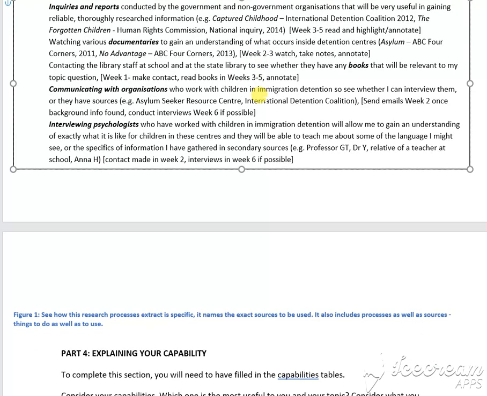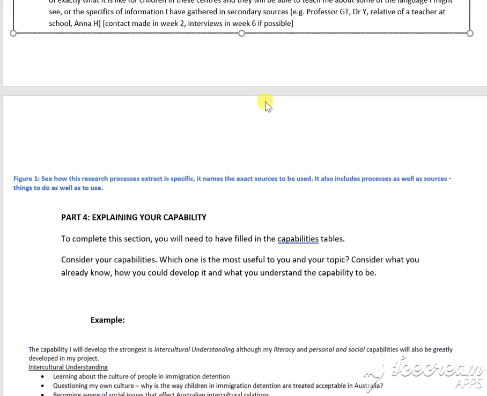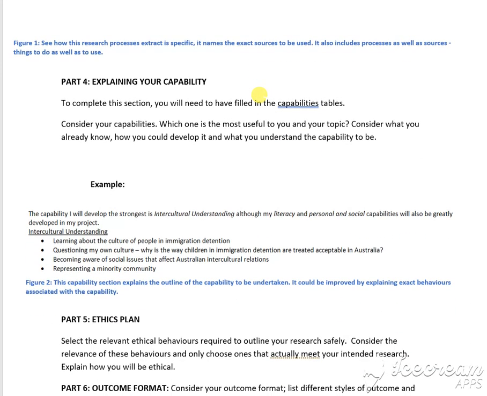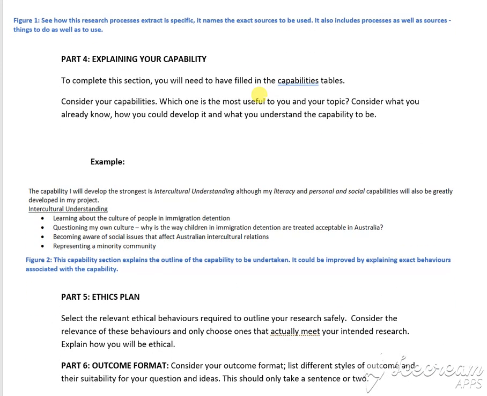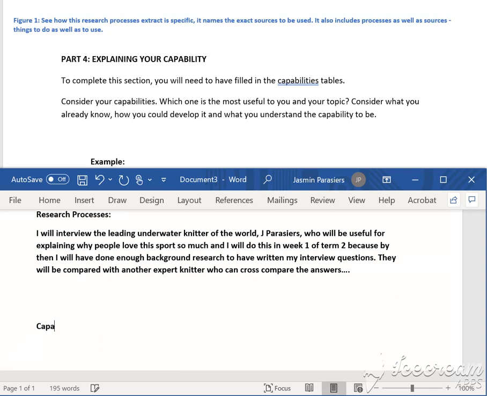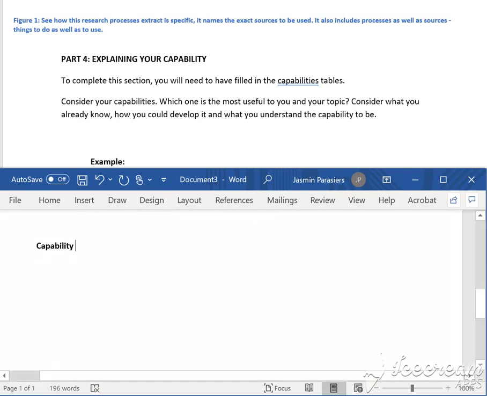Now, once we've done the processes, that's going to take a little while. Once we've done the processes, we're going to go to our capability. And that's why the capability booklet was so important, because we wanted you practicing the language of capability so that when you go to write this, it's not crap.